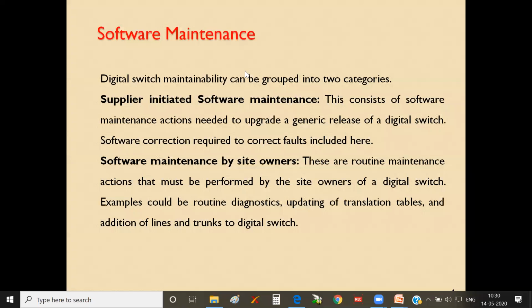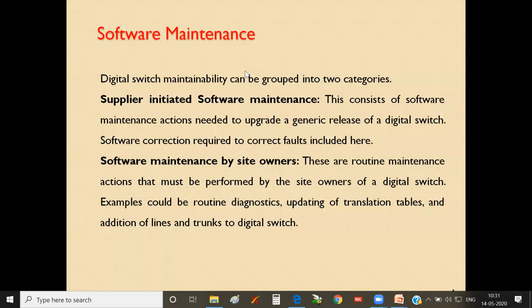Some examples are software corrections required to correct faults included here. So if I want to correct the software when maintenance happens, some correction faults will be included, and we are going to detect as well as correct those faults which were included in the supplier initiated software maintenance. Similarly, for the next case, software maintenance by site owners, which includes routine maintenance actions that must be performed.